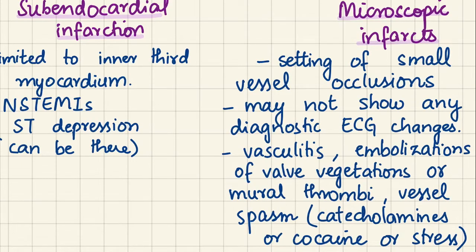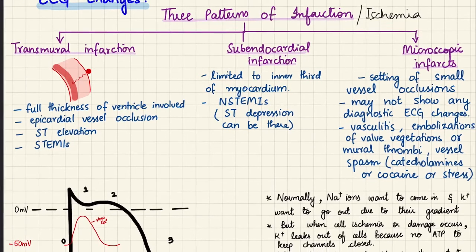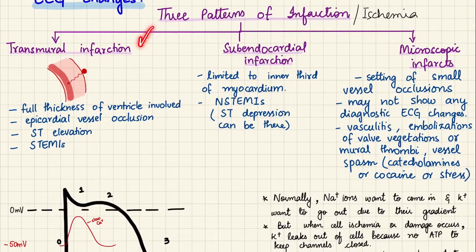And lastly, we have microscopic infarcts. This simply means that the whole of the ventricle or the whole of the heart has small areas of infarction, because small vessels have occluded. This chiefly occurs due to vasculitis, embolization of valve vegetations or mural thrombi, and vessel spasm due to catecholamines or cocaine or stress. In microscopic infarcts, we do not have any diagnostic ECG changes that can show us the detail of this disease. But in case of transmural infarction and subendocardial infarction, we have ST elevation and ST depression respectively. Now I'll explain why this happens.